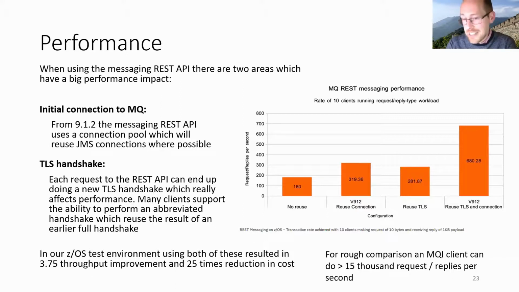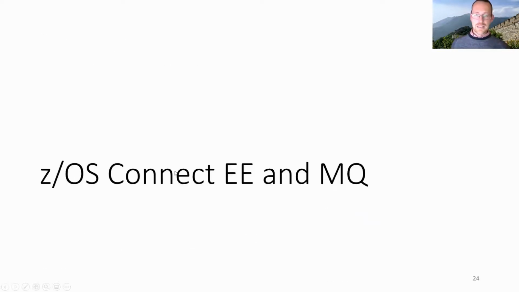It is worth mentioning that this is nowhere near as fast as a traditional MQI or JMS application connecting in as a client. They can do about 15,000 request replies per second. So not as scalable, but perhaps easier to use and accessible by more callers. So you're trading these things off. So that's all I wanted to cover on the MQ REST API.